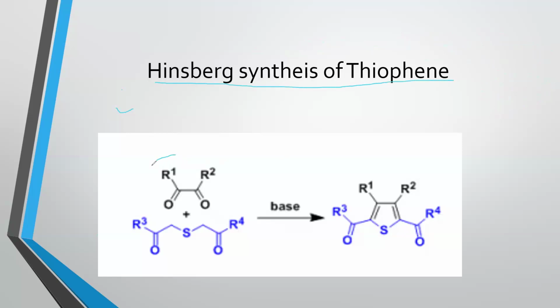In case of Hinsberg synthesis, we use a ketone. And if I put OH here, which I have written here, and here also in place of R, I have written OH, what will be the name of this compound? In place of both R3 and R4, if I put OH, what will be the IUPAC name, or common name, of that compound? What will be the common name? It's thioglycolic acid, right?